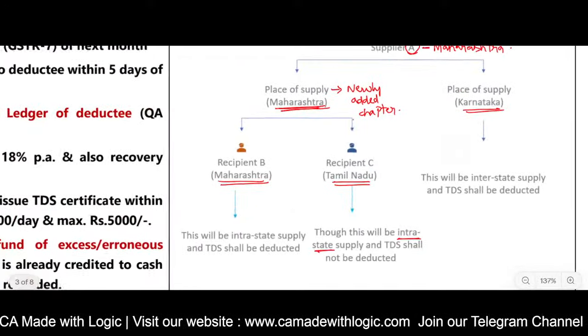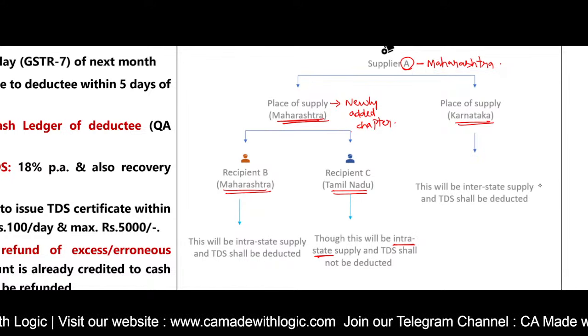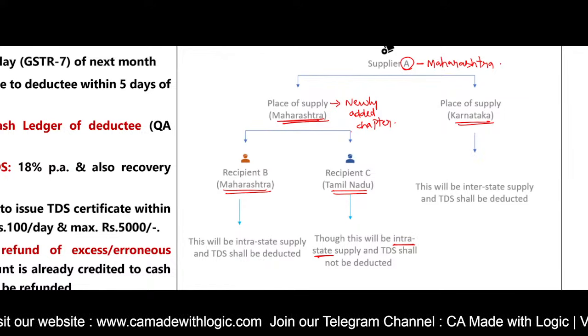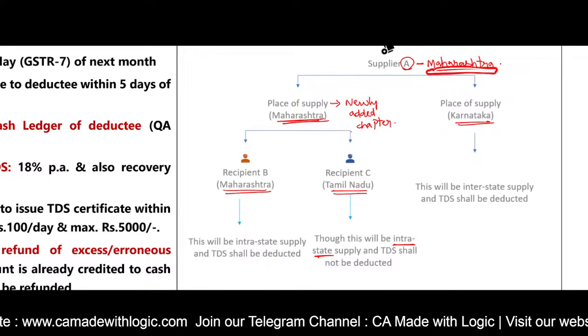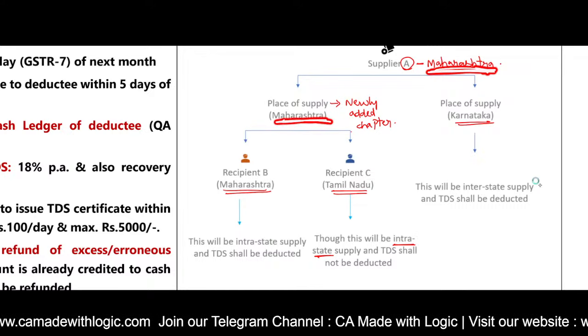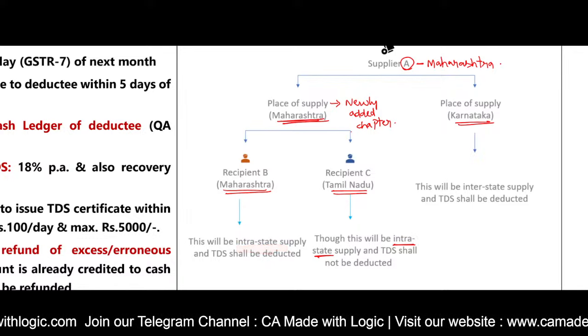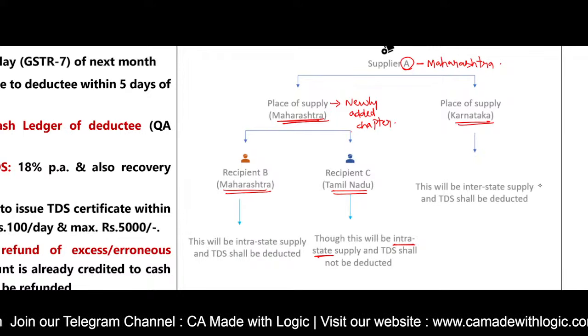Here we have given a beautiful example. For example, the supplier is in Maharashtra and the place of supply you take as Maharashtra, and another you can take as Karnataka. If the location of supplier and the place of supply is in the same state, then you need to charge CGST and SGST, that is intrastate supply, and you can deduct.